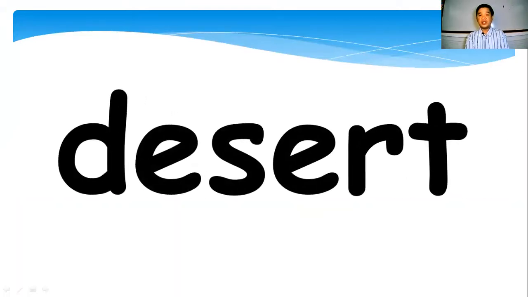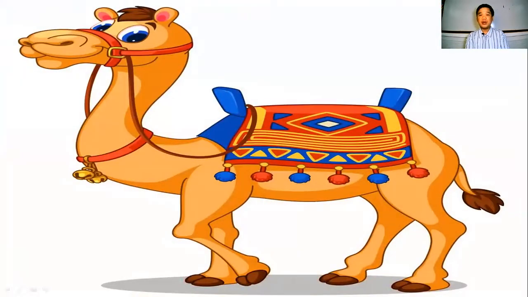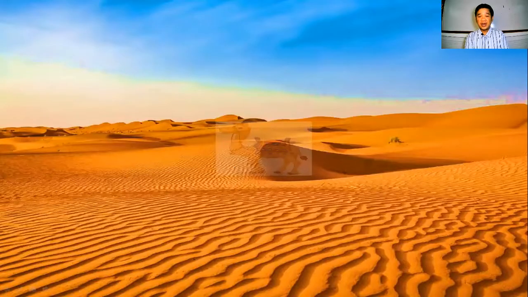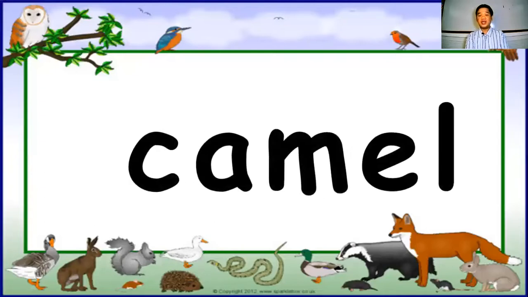And then we also know the examples of the animals who live in the desert. So what are those animals that live in the desert? So this is the desert, and the camel is one of the best examples, because only the camel is able to survive and live longer in the desert without water. Okay, so the camel is one of the examples that can live in the desert.